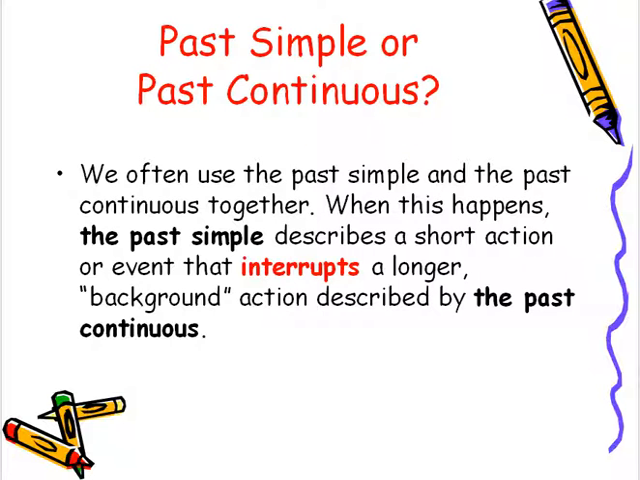And now past simple or past continuous. We often use the past simple and the past continuous together. When this happens, the past simple describes a short action or event that interrupts a longer background action described by the past continuous. So this means that the past continuous action will always be interrupted by a short one which is described by the past simple.